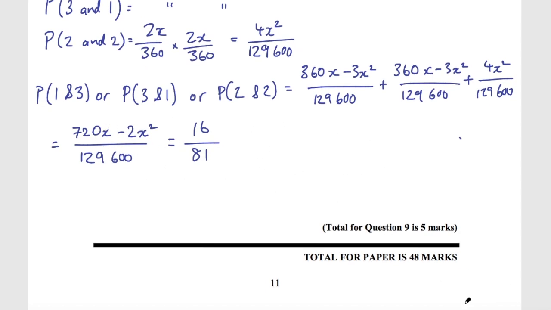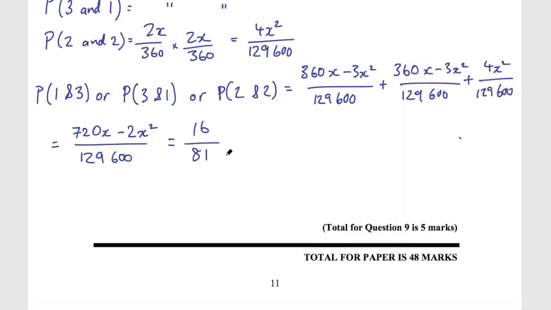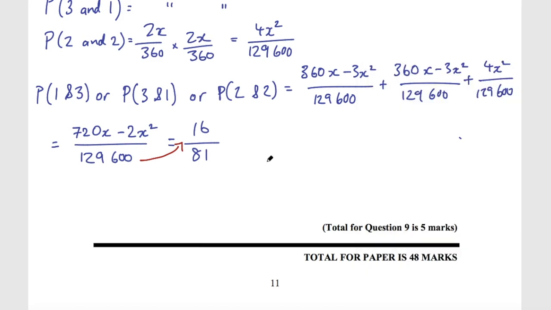Okay, so let's get a calculator out again and work out 129,600 multiplied by 16 divided by 81 to get rid of these fractions. So I need to multiply this over here. Okay, so 129,600 multiplied by 16 divided by 81. Fingers crossed it's a nice whole number. And yes, it is. So we get 25,600.